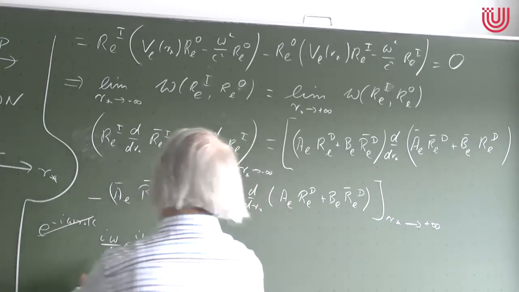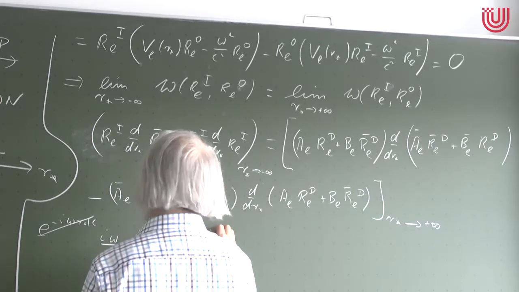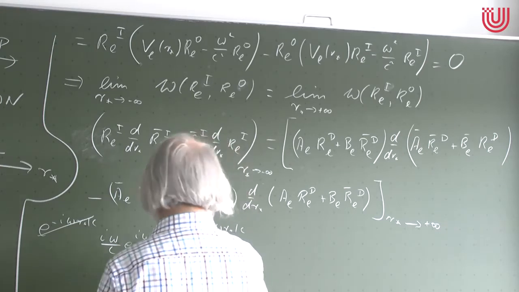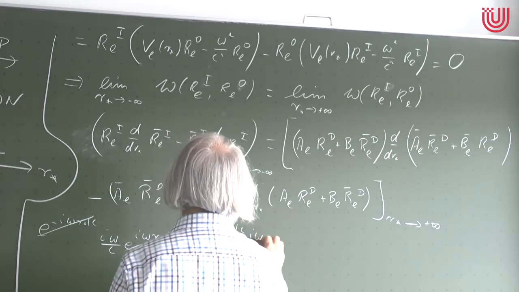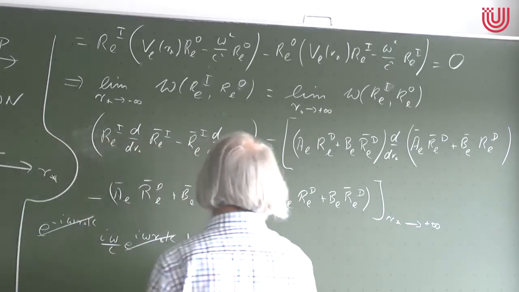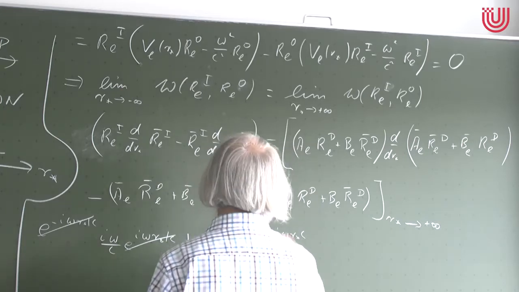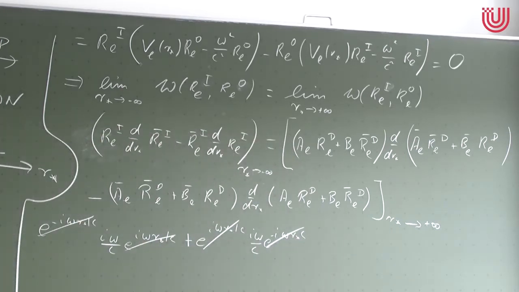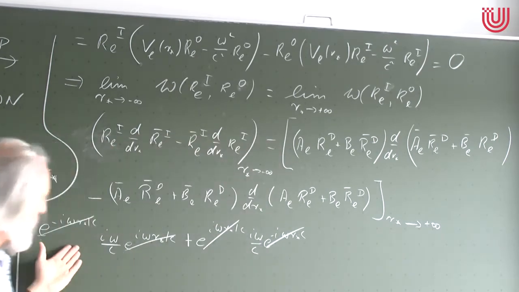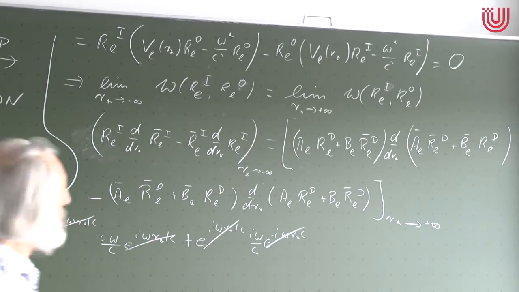Now comes this term, which is just the complex conjugate of this. So this is minus e to the plus i omega r star over c, and another minus sign, i omega over c, because i complex conjugated is minus i, e to the minus i omega r star over c. Also here the exponential functions cancel. Then I have to take the limit r star to minus infinity, but there is no r star anymore. The r star has canceled, so I don't have to take any limit.